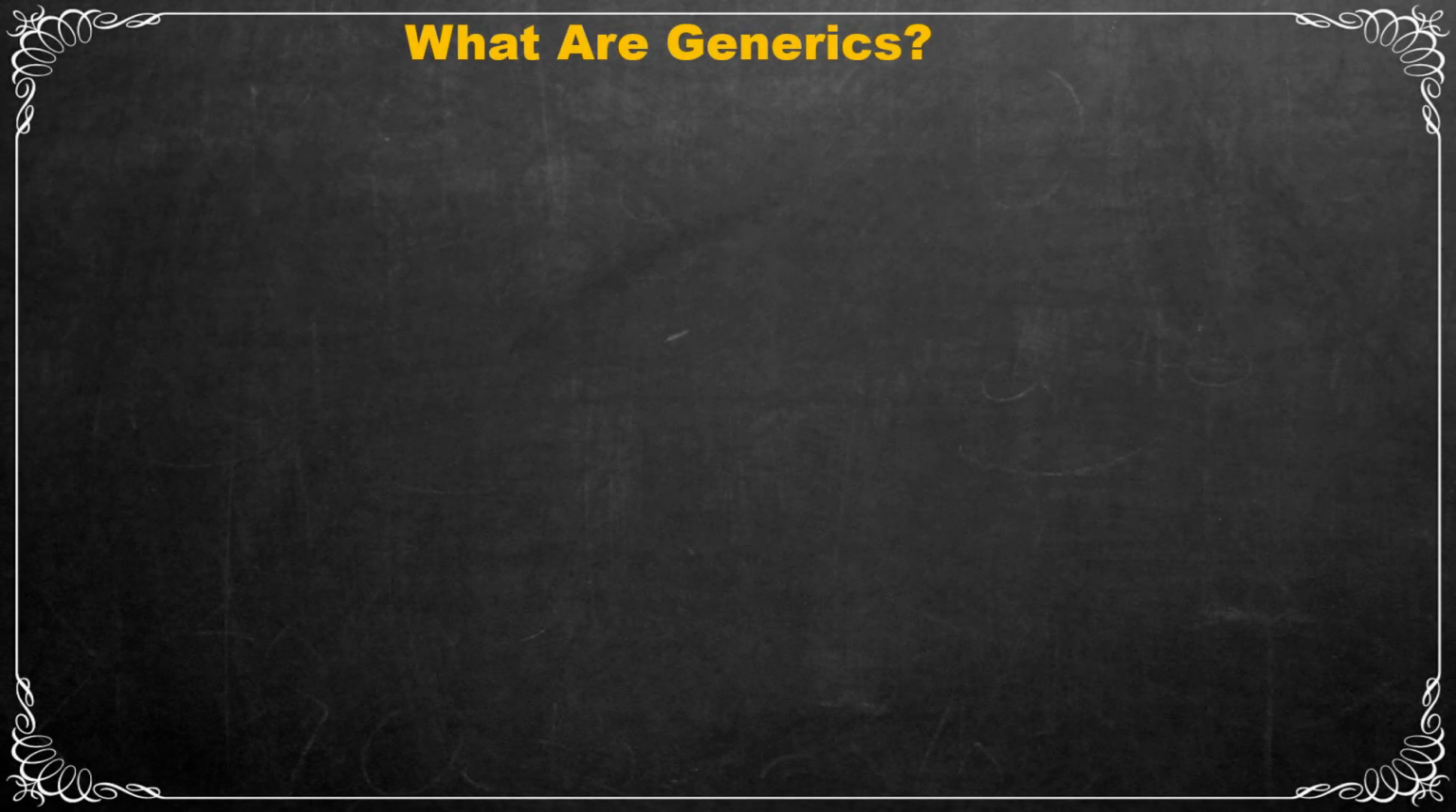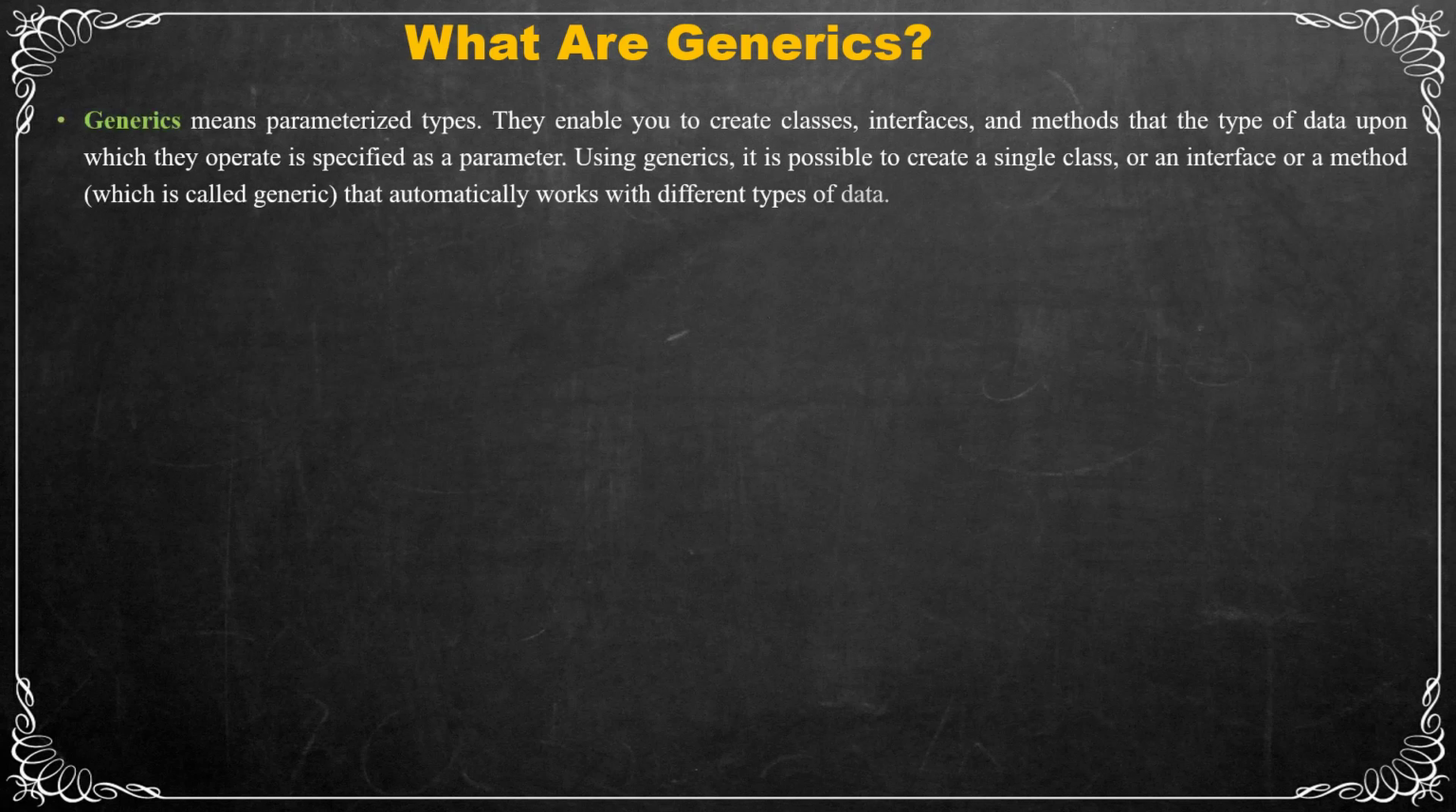Hello friends, in this video we want to learn more about generic types in Java. Generics means parameterized types. They enable you to create classes, interfaces, and methods in which the type of data upon which they operate is specified as a parameter. Using generics, it is possible to create a single class, interface, or method, which is called generic, that automatically works with different types of data.